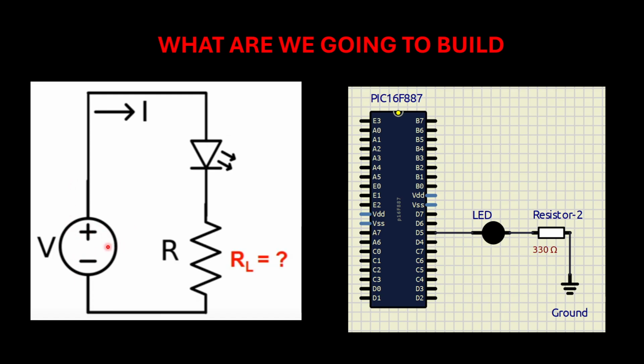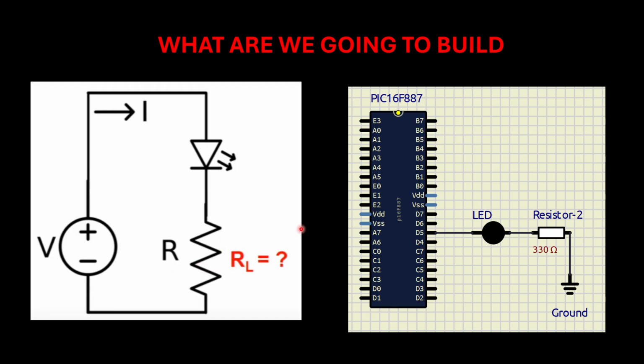We have here the diagram with the power source, or the source power, sorry. In this case, it will be the pin for the microcontroller, okay? And then we have the direction of the current, we have the LED, and also we have the resistor, okay?